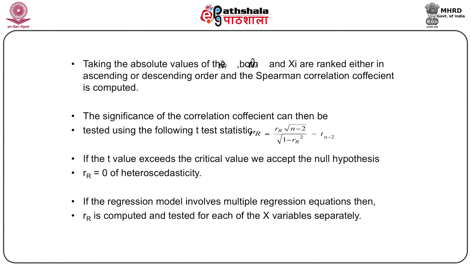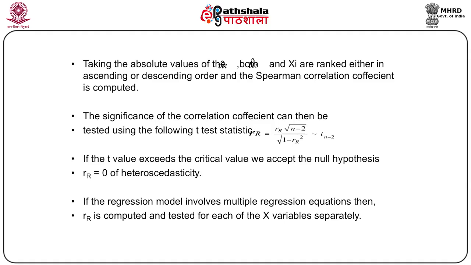We first fit a regression to the data of y on x as yi equals beta naught plus beta 1 xi plus ui, and we obtain the estimates of the residuals ui, denoted by ui hat. Taking the absolute values of the ui hats, both ui hat and xi are ranked either in ascending or descending order, and the Spearman correlation coefficient is then computed using the formula on the previous slide.